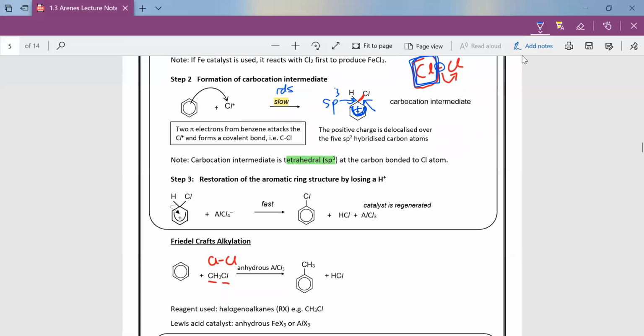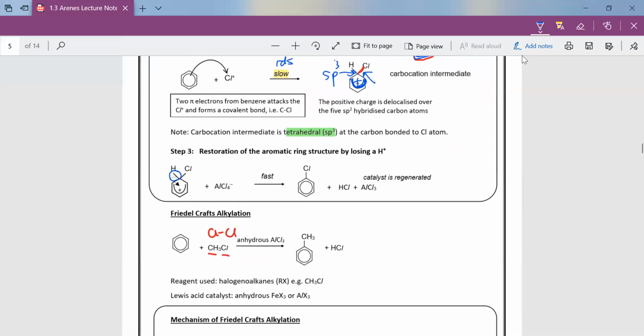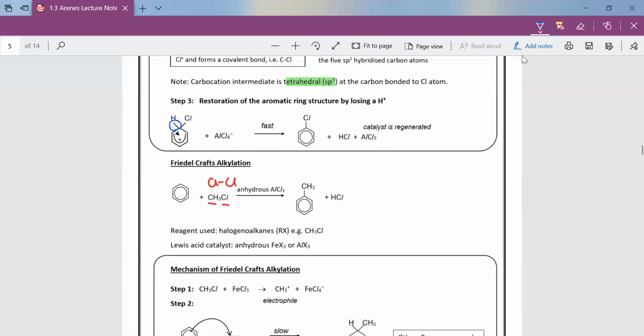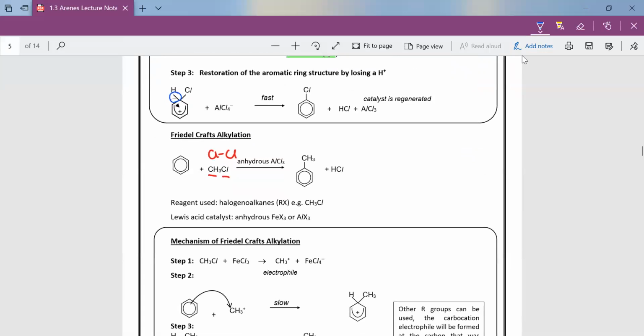After the substitution, we restore the aromatic structure by taking both of the bonding electrons between C and H and returning them to the ring. So that in a nutshell is your mechanism. Next, we look at Friedel-Crafts alkylation.